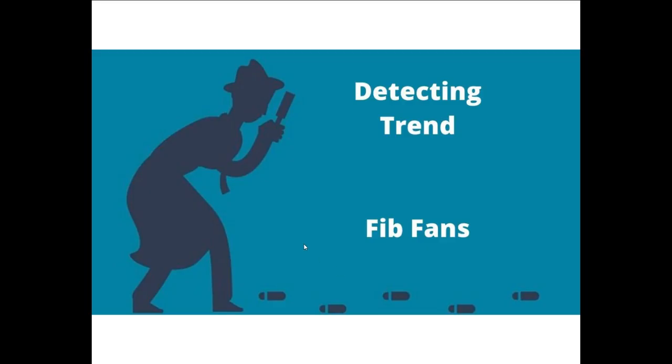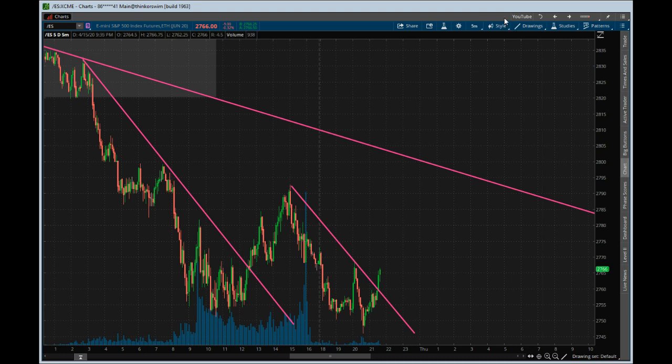Okay, so today we're going to be continuing our conversation on detecting trend. We've gone over trend lines, we've gone over moving averages, we've gone over clouds. So today we're going to go to Fib Fan Lines. Fib Fan Lines are really cool. It's a Fibonacci tool, and we've discussed it a little bit before.